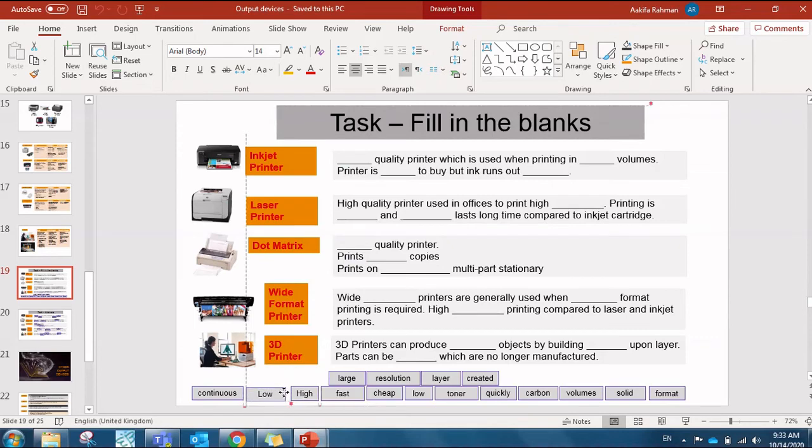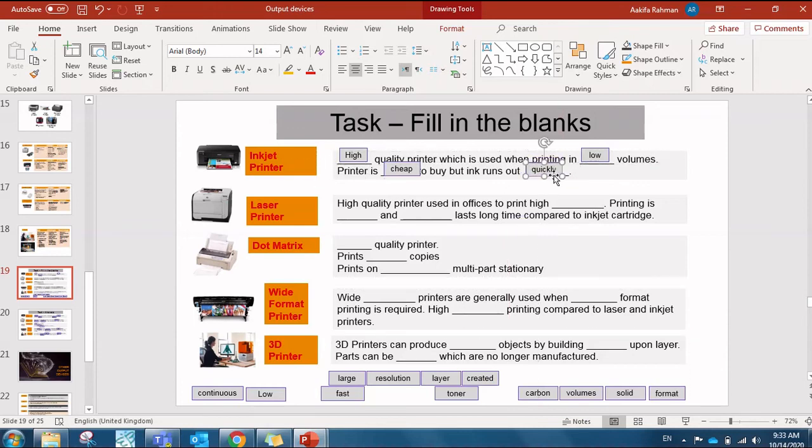Inkjet printers have high quality, but they are used for low volumes only. It is used for low volumes, and the printer is cheaper to buy. So, we know it is cheaper, not very expensive, and the ink runs out very quickly. So, this is the disadvantage that we have.